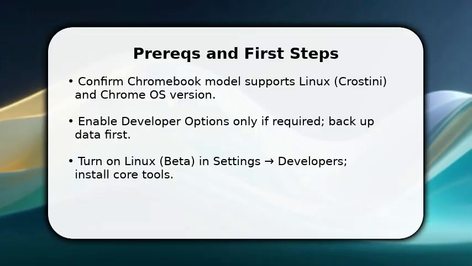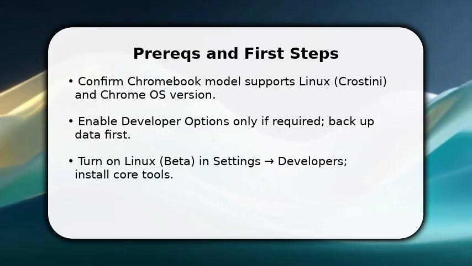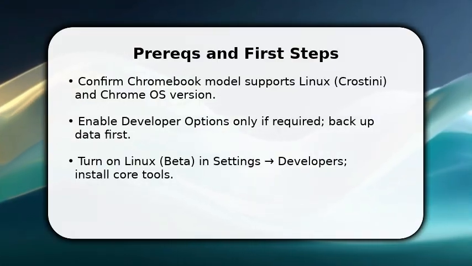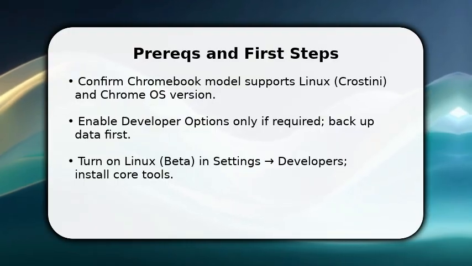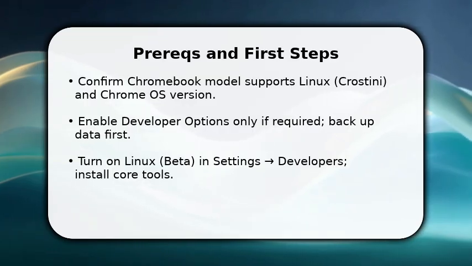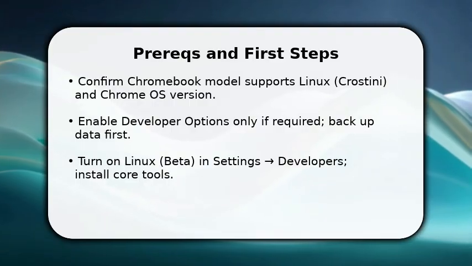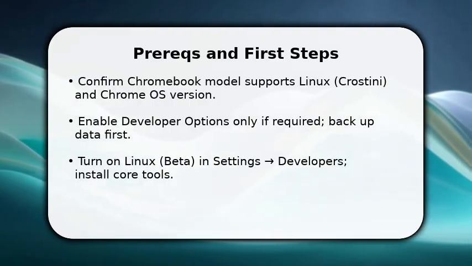Enjoy the video. You start by checking compatibility. Make sure your Chromebook supports Linux Crostini and is updated. Once done, enable Linux Beta in Settings under Developers. This gives you a container to run Linux apps. You may need developer options for advanced installs, so back up important files before proceeding.